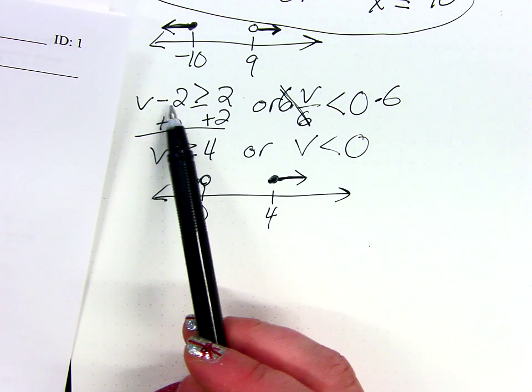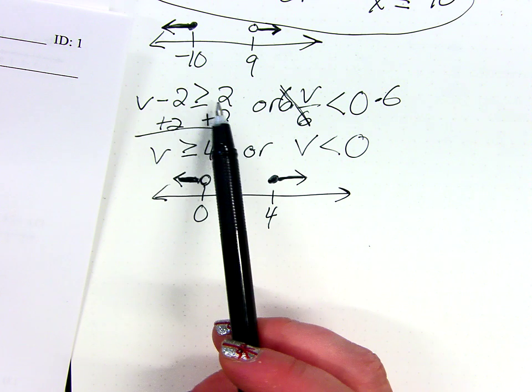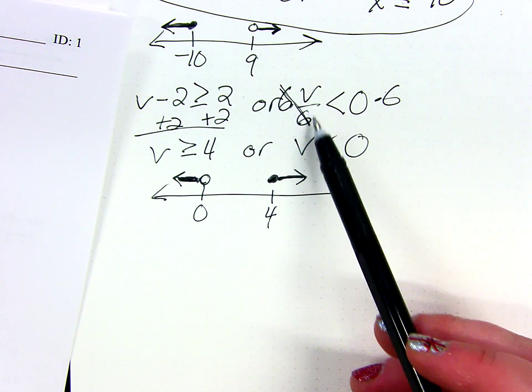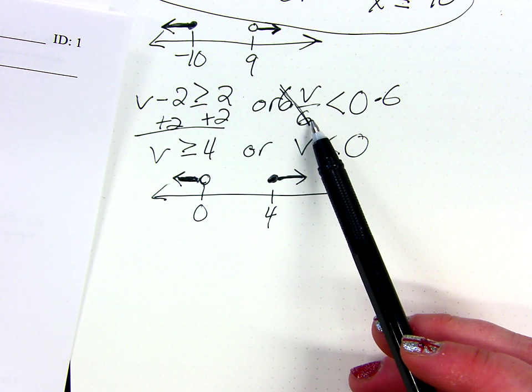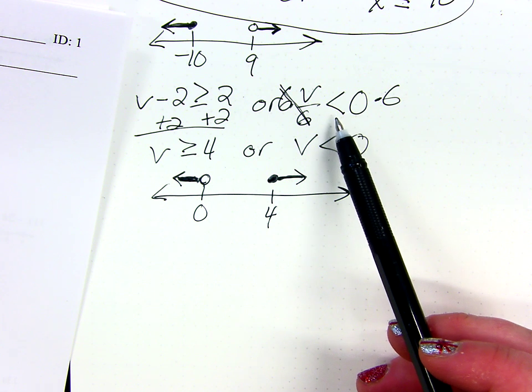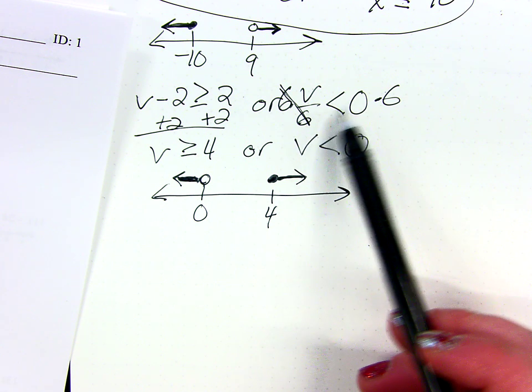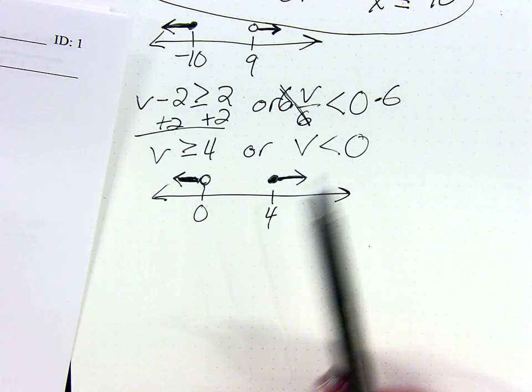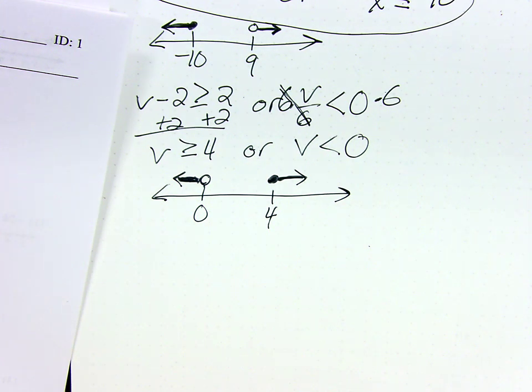Well, let's try it. 5 minus 2 is 3. 3 is greater than or equal to 2, so it does work there. And then if I plug it back into the original here, 5 divided by 6, I don't know what it is, but it's not less than 0. So it doesn't work here. So does that mean 5 is wrong? No, because it's an or. It only has to work in one of them. And it did work in this one, so that's a good answer.